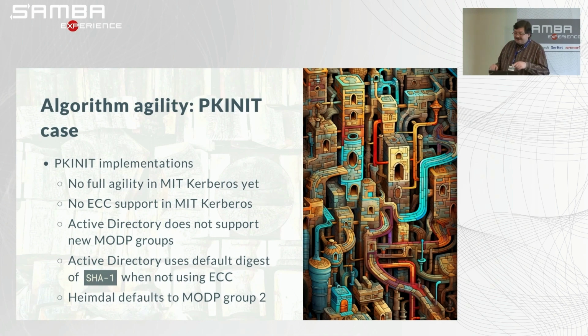And Heimdal defaults to group 2, which means as soon as this packet reaches you, even if there are other groups available, the OpenSSL implementation in MIT Kerberos will fail to parse that packet at all. It cannot even switch to the next one. It will reject everything. So you have to do something with this to avoid it.